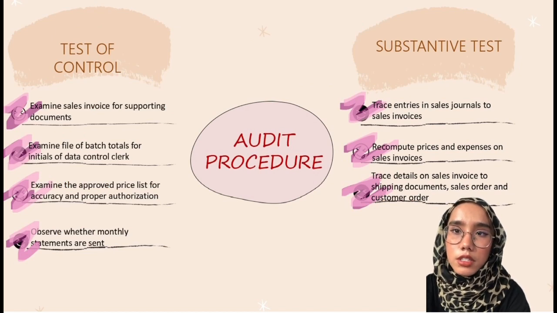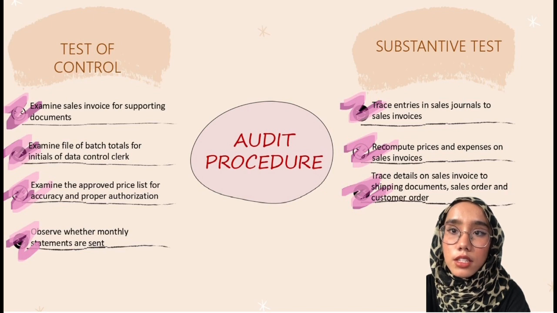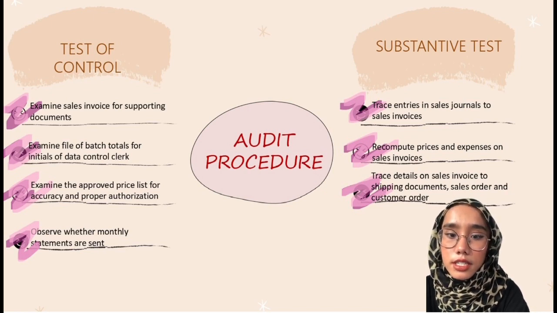In the audit procedures of sales, there are two types of tests, which are tests of control and substantive tests. There are 4 tests of control in sales, which are: examine sales invoices for supporting documents, examine the file of batch totals for initials of the data control clerk, examine the approved price list for accuracy and proper authorization, and the last one is observe whether monthly statements are sent.